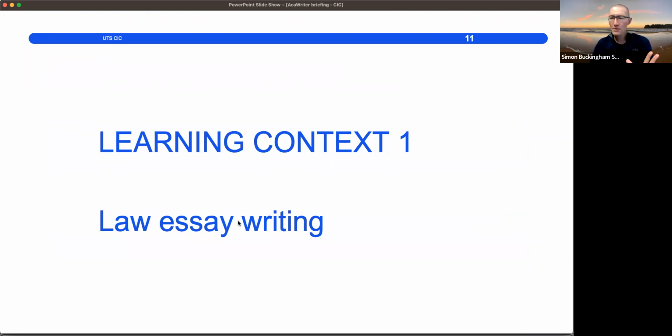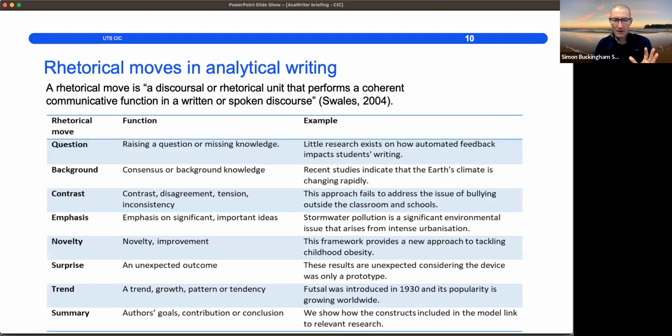Okay, let me just pause there. Any questions so far? This is the meat of what AcaWriter is going to focus on in analytical writing. We'll get to reflective writing in just a moment. Are we all good? I've got a question. Do we know if this set of 1, 2, 3, 4, 5, 6, 7, 8 is complete? It's a pretty stable set, yes.